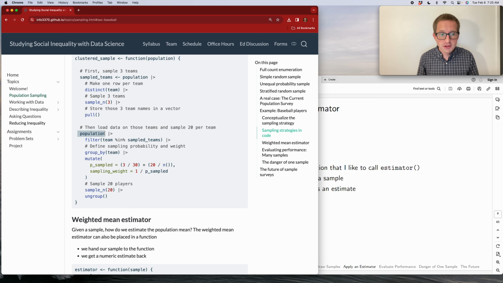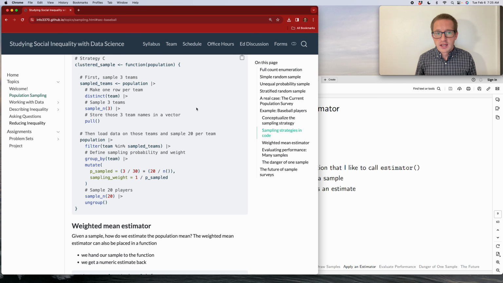Here I'm taking all the players and I'm going to look at those who are in the sampled teams. Then within those teams I create sampling weights and I sample 20 players per team. So you can go ahead and play with these estimators. You can copy each chunk of code, and you can take your own clustered sample, stratified sample, and simple random sample from the population. With those samples, we then would want to use an estimator.